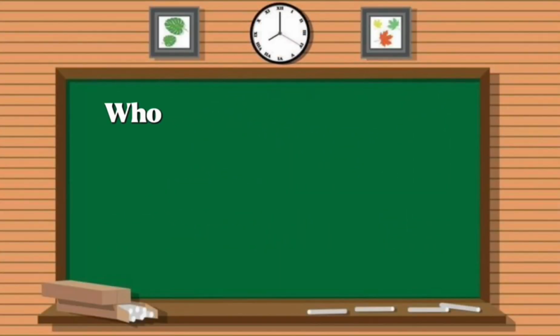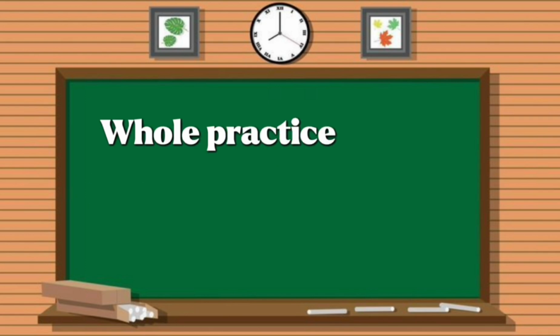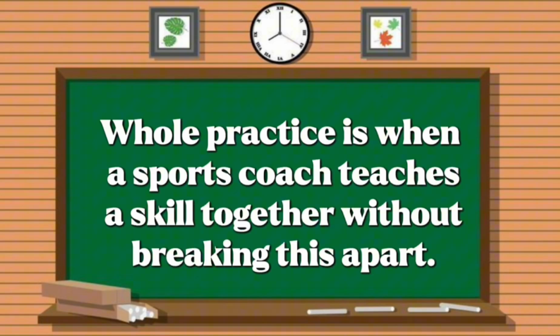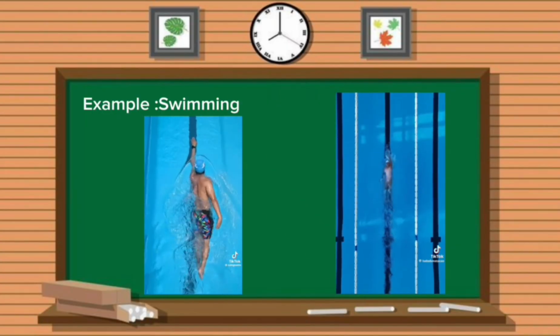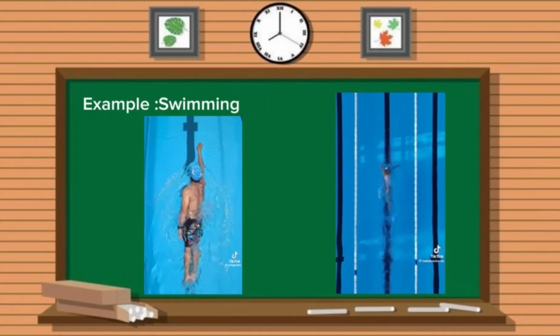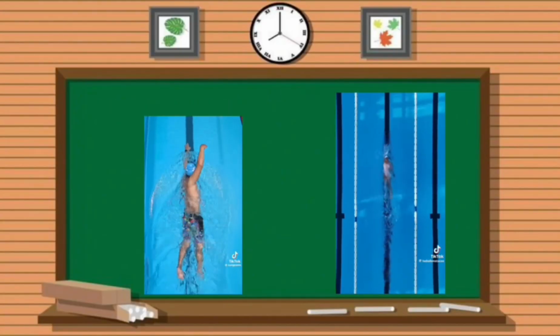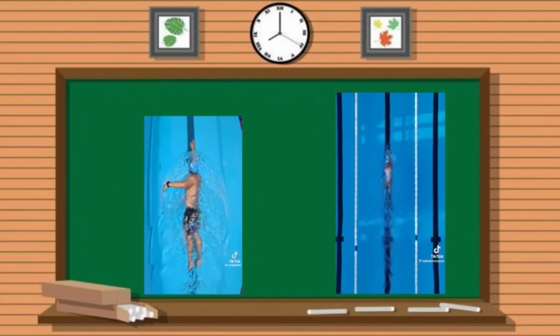Full practice. Full practice is sometimes used by sports coaches because some skills are very difficult to break down: sprinting, cycling, swimming. Full practice is when a sports coach teaches the skills together without breaking them apart. Example, swimming. Learning a full swimming stroke, for example freestyle or backstroke, by performing the complete arm action, leg kick and breathing in sequence to develop a natural feel and timing for the movement.